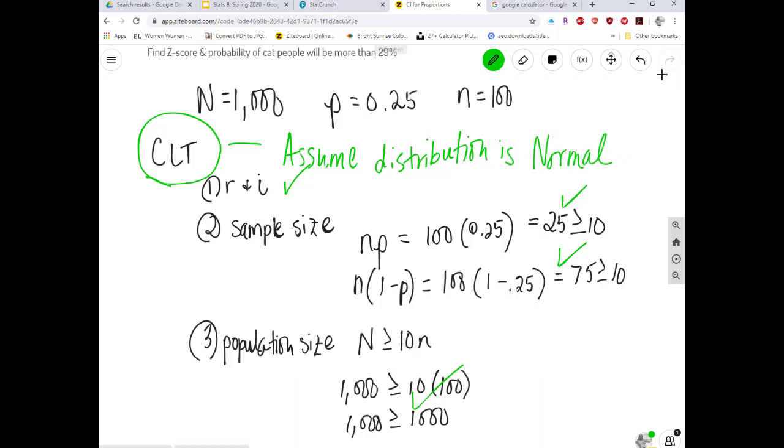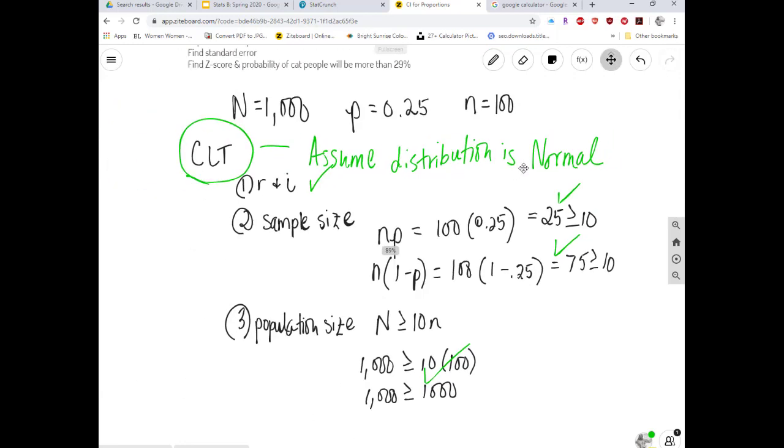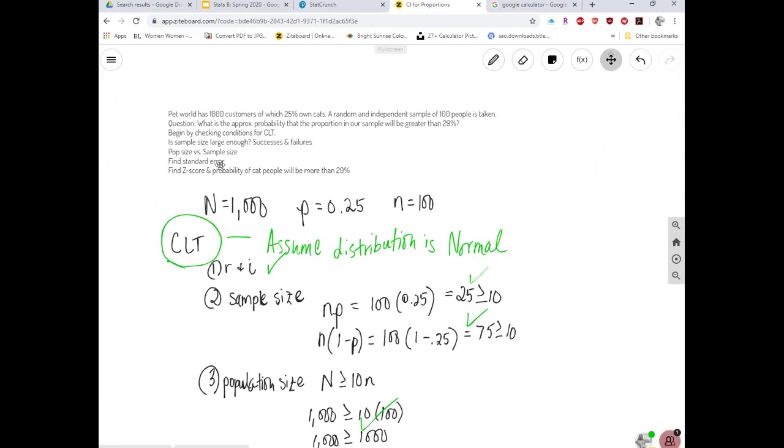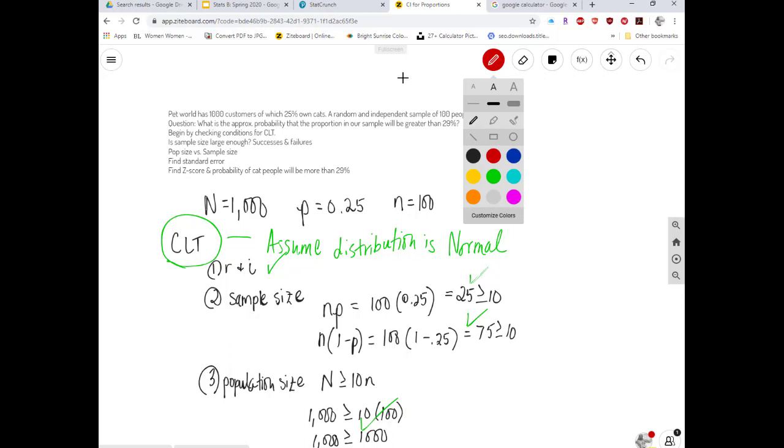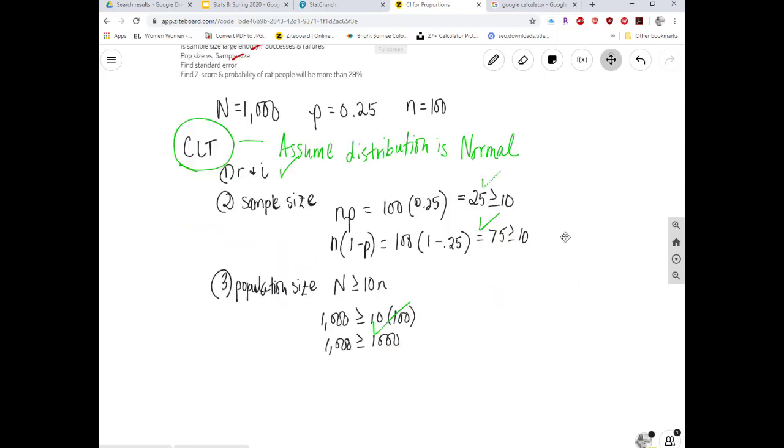Okay, so now I'm going to go ahead and I check the conditions of the CLT. Let's see what I've gotten done here. I've checked the conditions of the CLT, did that, and now I've got to find the standard error. Before I do that, I'm going to go ahead and just start drawing this out and draw myself a normal curve here, because I like to have a really clear idea of what I'm working with. So here's my normal curve.